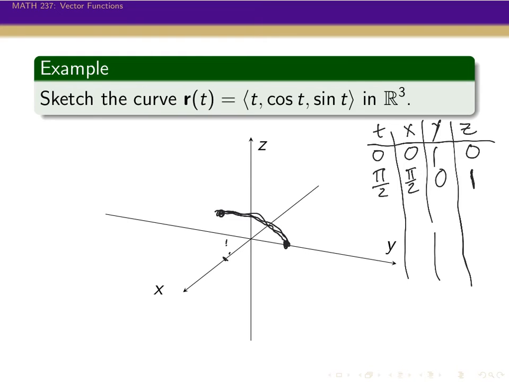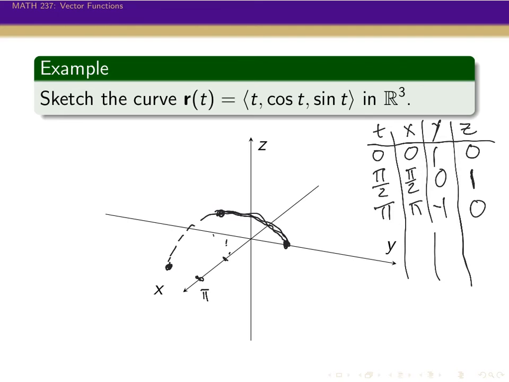If we then go to pi, we're going to be pi out. My y, cosine of pi, is now minus 1. Z is going to be 0 again. And so if that's at pi, then my y is going to be out at minus 1, z 0. And so we kind of come back down around there.